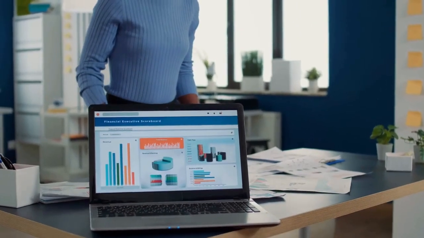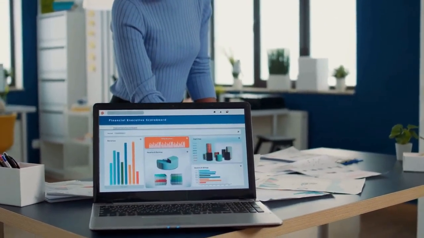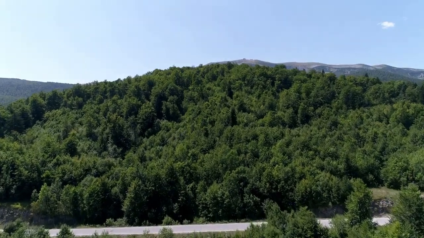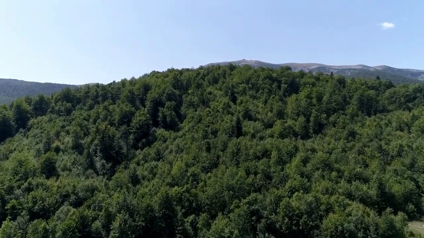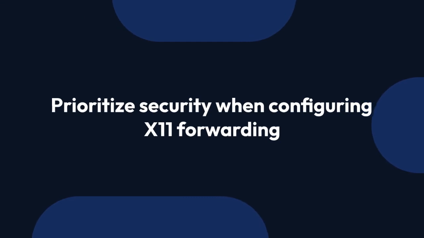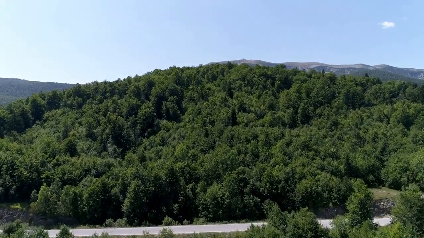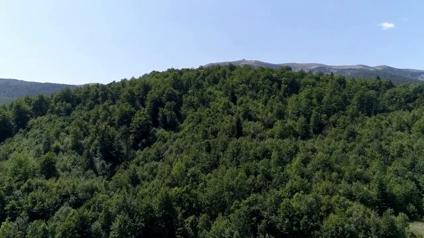If you encounter issues, double-check your X11 configuration, ensure sufficient permissions are granted, and verify that all necessary libraries are installed in your container. Remember to always prioritize security when configuring X11 forwarding. Restrict access to only the necessary IP addresses and use strong security practices.